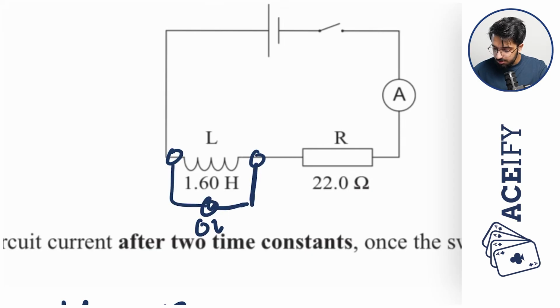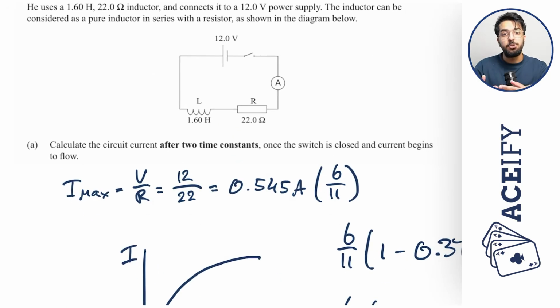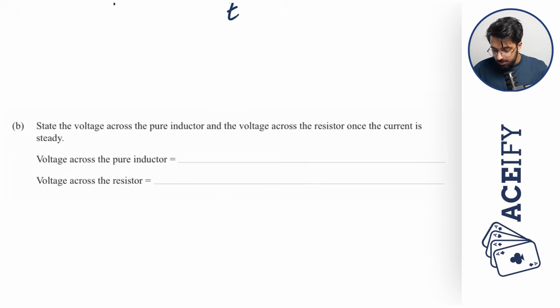Okay, and we also know this because once the current is steady, the inductor is no longer going to produce a back EMF. And so we can measure the voltage across the inductor as that back EMF, and we know that back EMF is going to be 0. And so that's going to be 0 volts.